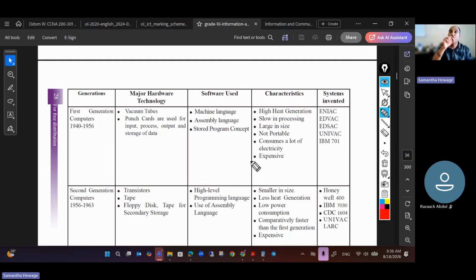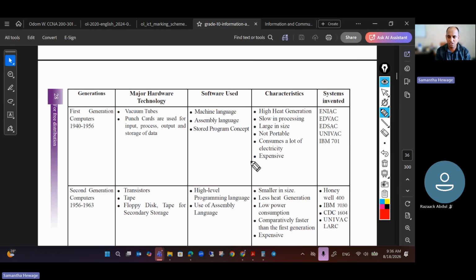Sometimes they ask like this: in which generation did the birth of the assembly language happen? Then you say the birth of the assembly language is the first generation. Even though machine language was also introduced in the first generation, the assembly language was introduced in the same generation. That's how the question comes. Are you clear with that?